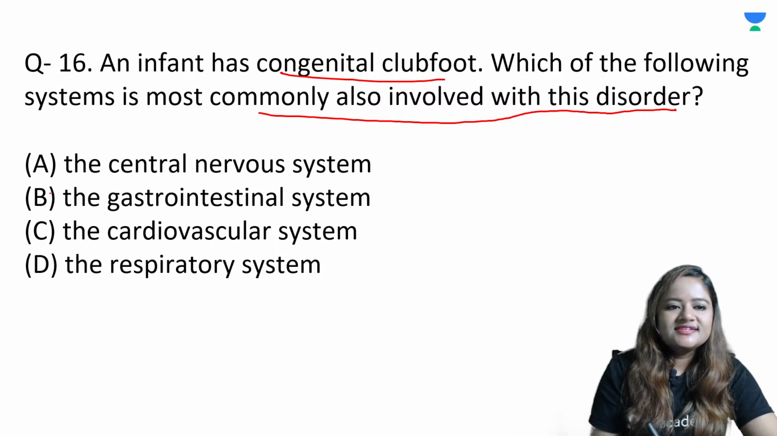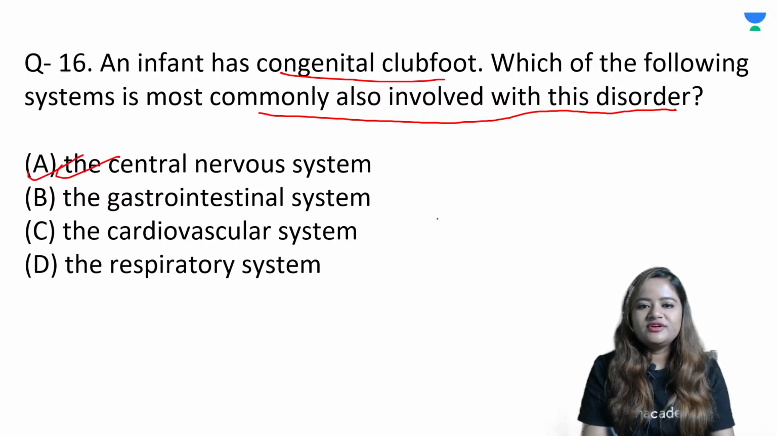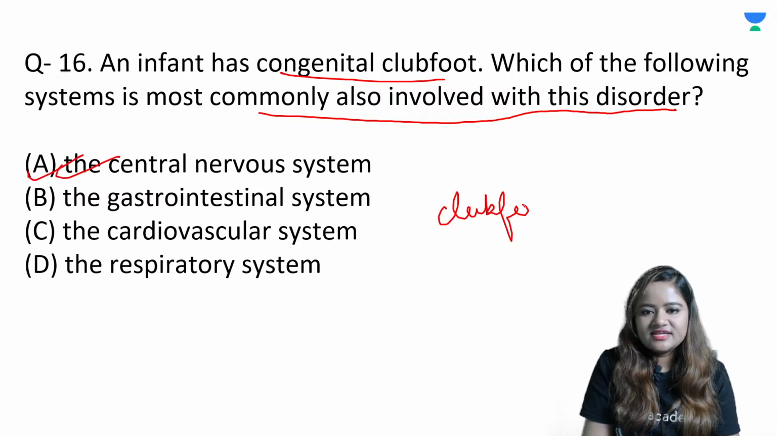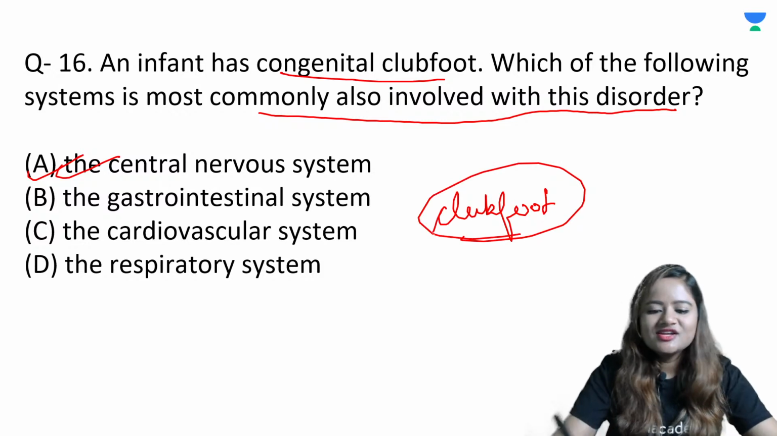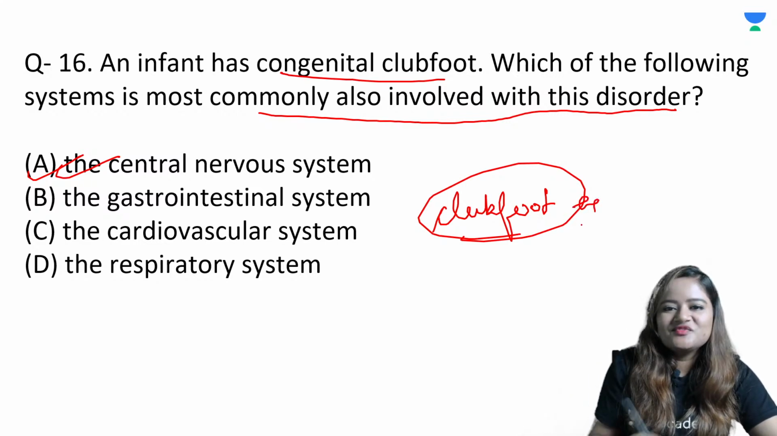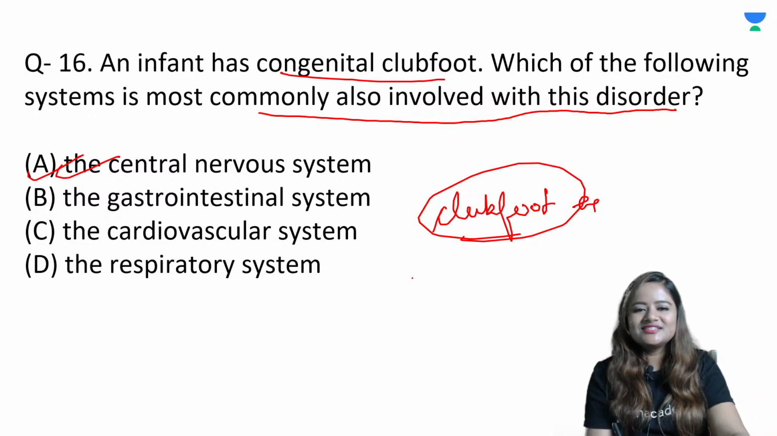Okay, so the right answer is CNS. Congenital clubfoot is commonly associated with CNS disorders. It is to do with the lower limbs. You could guess anyway that in CNS disorders, like your brain and spine, generally the lower limbs also get affected. So if you did not know the exact answer, then you could still guess it.